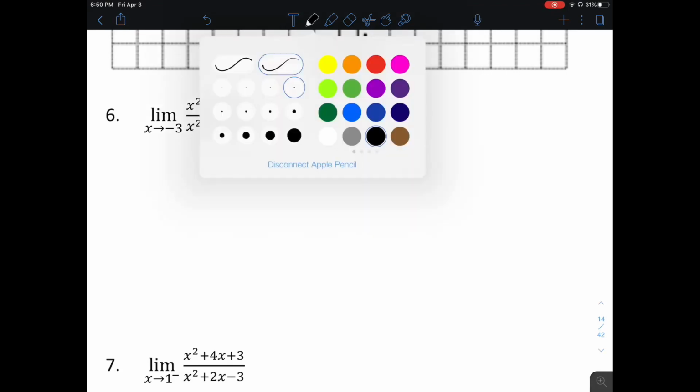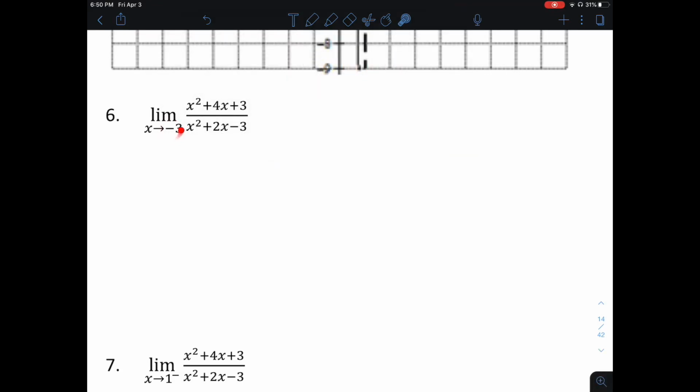Please note, don't write this down, but work with me here. If I were to plug a negative 3 into the denominator, negative 3 squared is 9, and then a negative 3 times 2 would be subtract 6, and then we also subtract a 3. This denominator would be 0. Dividing by 0 is undefined. That is why direct substitution will not work for this. If you put negative 3 into the top, you would also get 0.